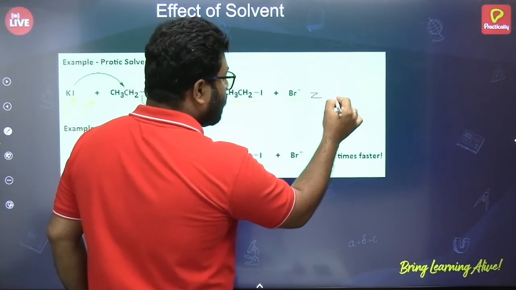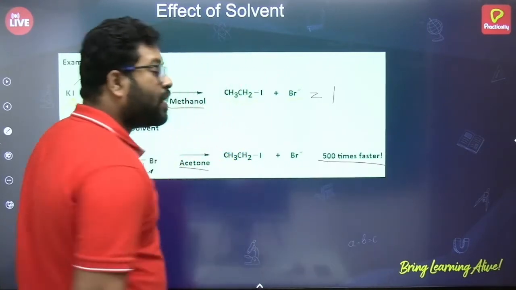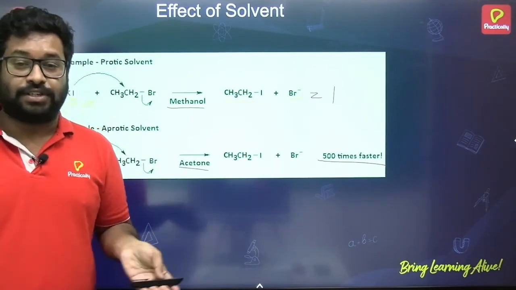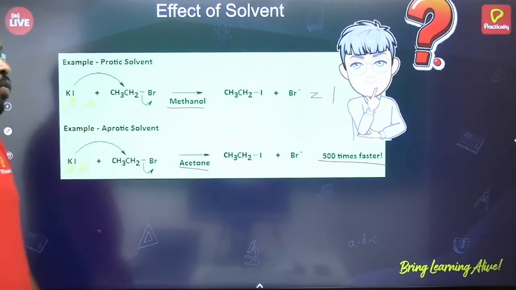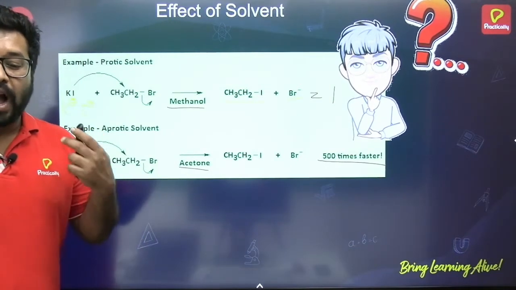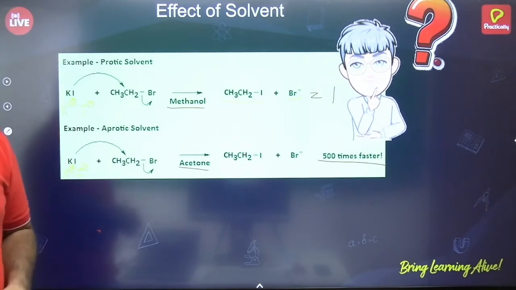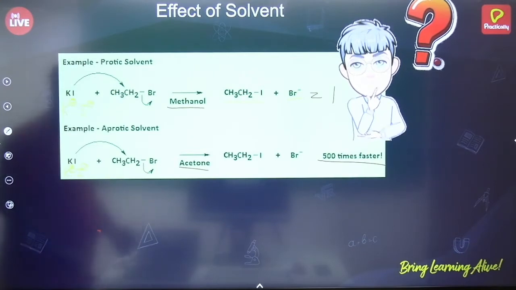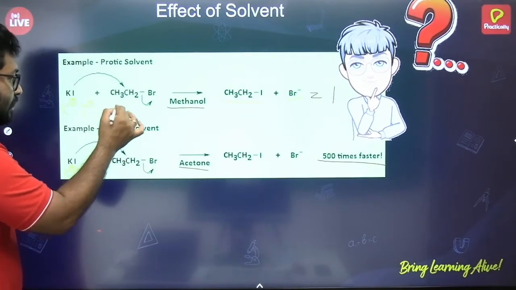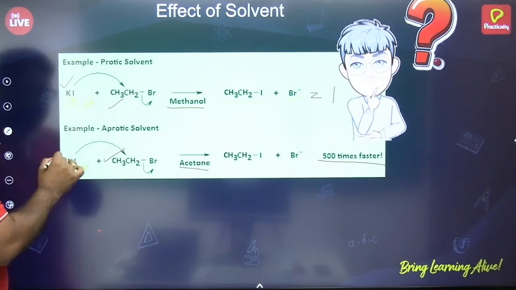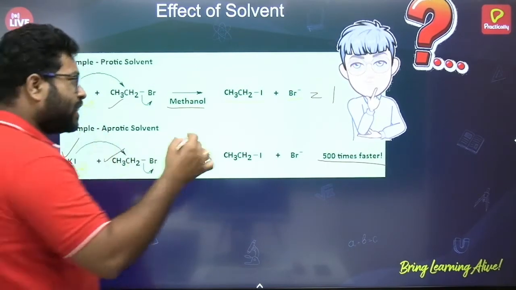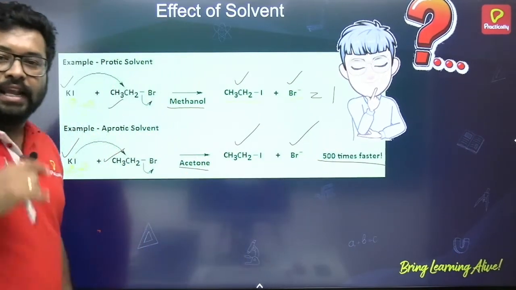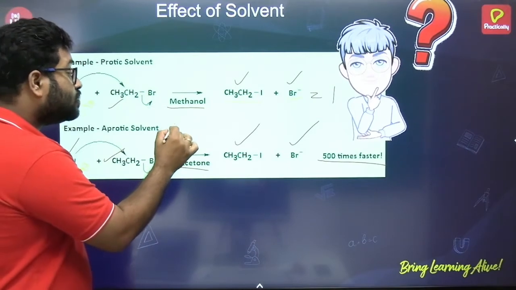If this reaction is happening in 1 minute, this reaction is 500 times faster. You're getting my point. This reaction is 500 times faster. The question is why? You must be thinking why it is happening like that, right? The question is obvious. It should not be that way, because you can see the substrates are the same, nucleophiles are also the same, the products are also the same, leaving groups are also the same. The only thing that is changed here is the solvent.